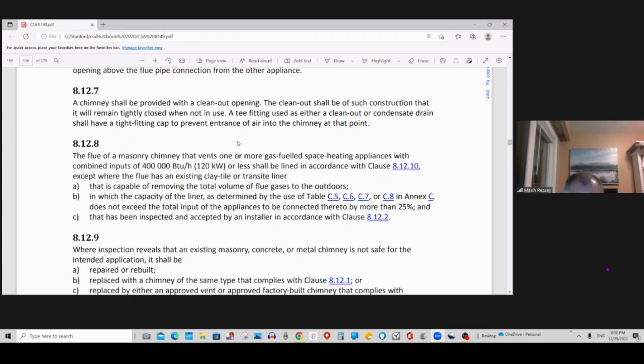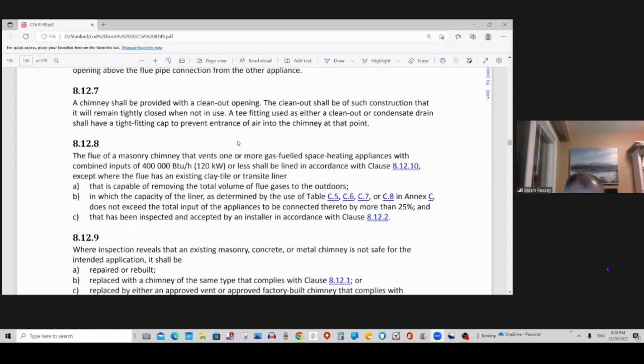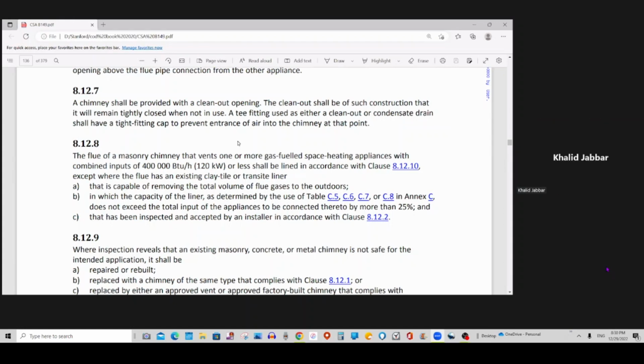Table C7 is going to be a chimney with the B double wall connector and two or more appliances. And table C8 is going to be the same type, and the vent connector is going to be C single wall and two or more appliances.